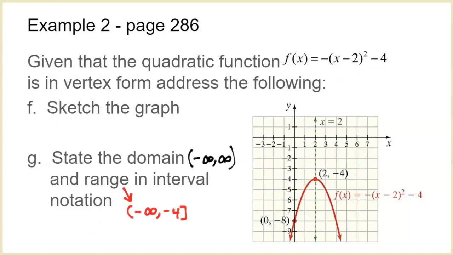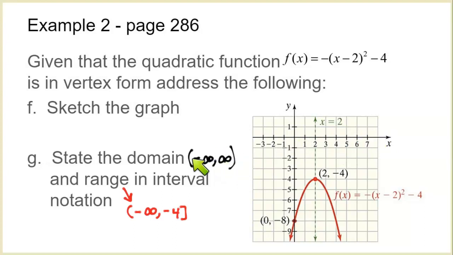And then lastly, we want to be able to sketch the graph. So here the graph is already sketched and I can see that this is the vertex, 2, negative 4. And here's the line of symmetry, x equals 2. And here's the y-intercept, negative 8. And it does not cross the x-axis, so there's no real solutions.